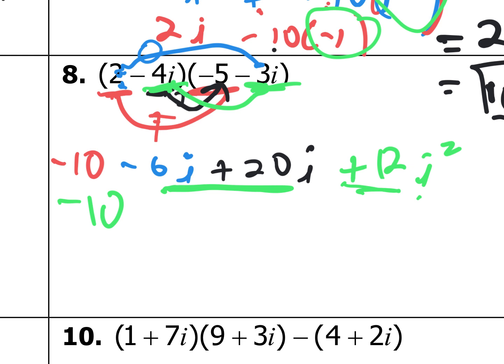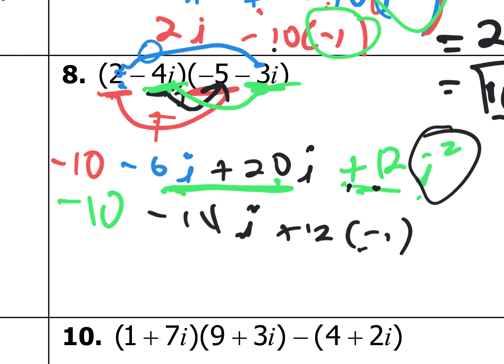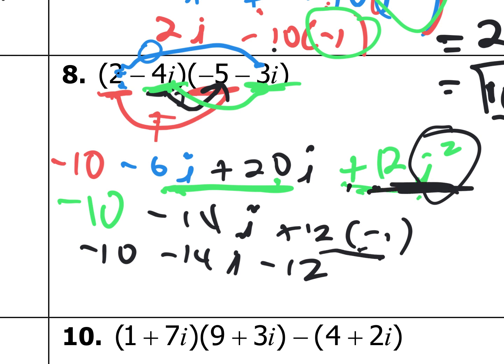But negative 6 plus 20 is how much? 14, and is there still an i? Yes. And then that plus 12 gets multiplied by a negative 1, right? So if you want to do it before, do it now. It doesn't matter to me as long as you recognize that it turns into a negative 1. So that gives me a negative 10 minus 14i minus 12. That's what happens here. That's what happened here too, in case you saw it.